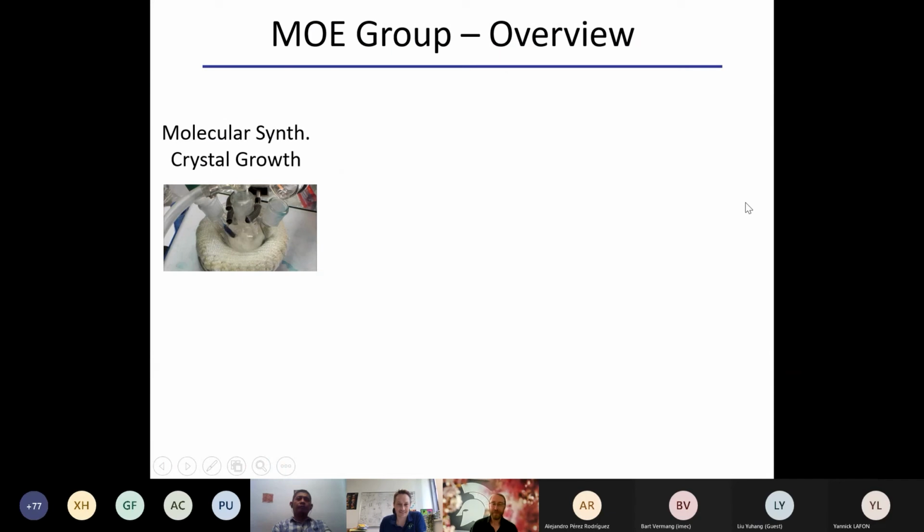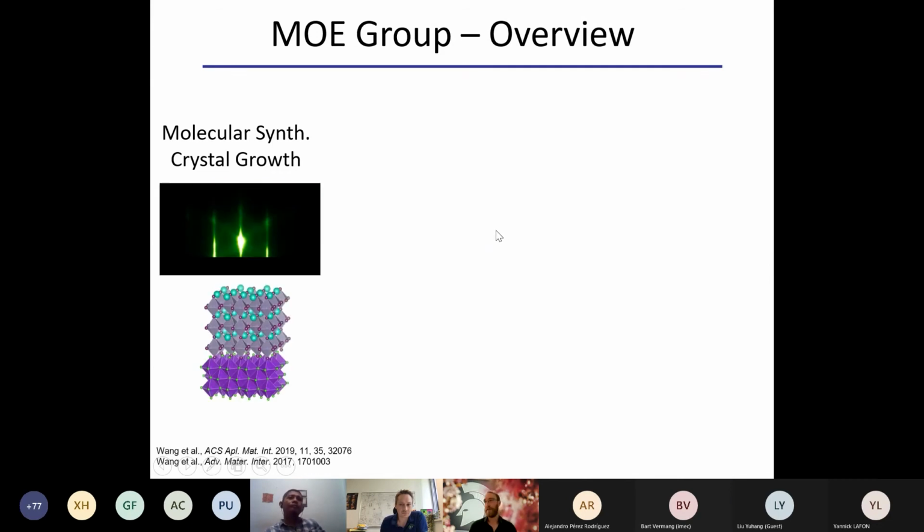So the first thing we do in our group is to develop new materials and do molecular synthesis of organic, nanostructured, and excitonic materials. We then take those materials and try to understand how to grow them into films, how to control their crystal structure and orientation. And so we also do a lot of in situ diffraction, electron diffraction. And we do this with not only organic molecules, but also with inorganic materials and halide perovskites.